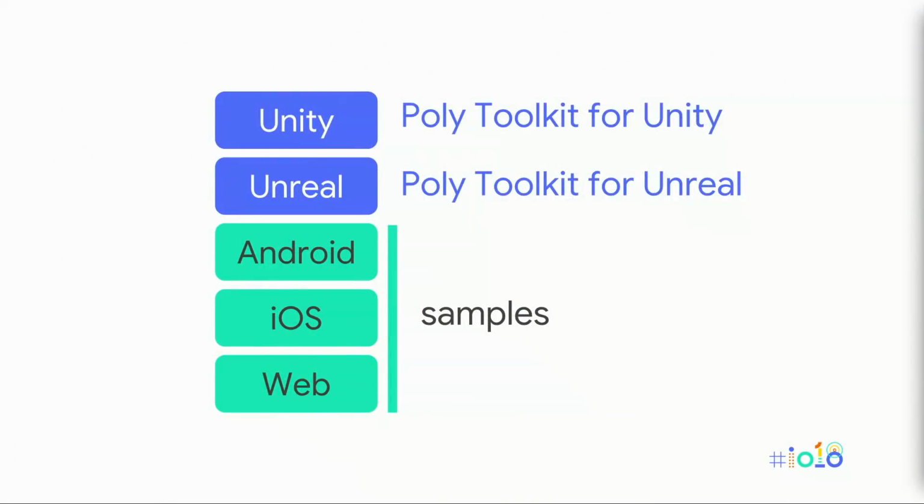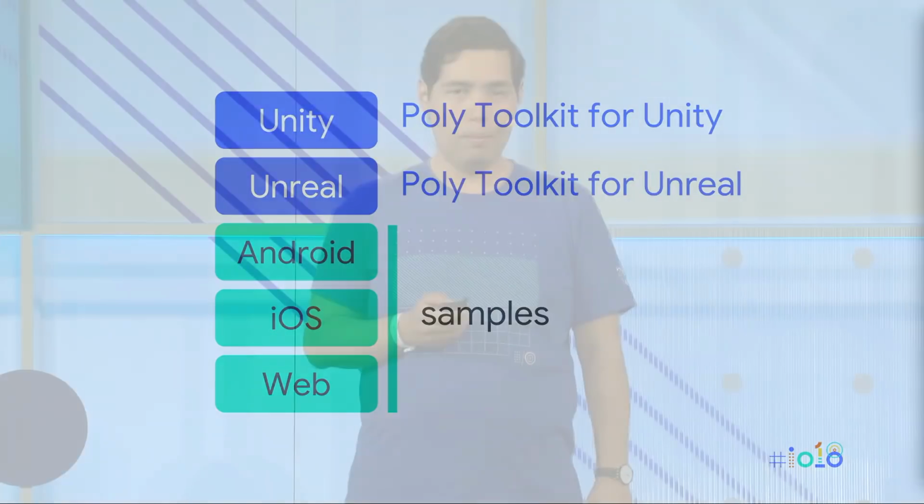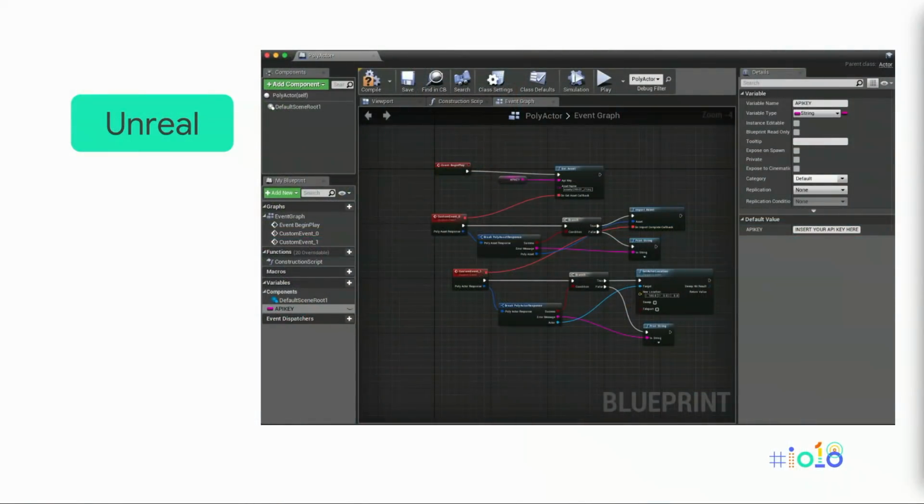All right, so we talked about Poly Toolkit for Unity. There's also Poly Toolkit for Unreal. And if you're developing a native app on Android, iOS, or web, we do also have samples on our site showing how to integrate with the Poly API on those platforms. If you're developing, for example, for Unreal, this is an example of Poly Toolkit for Unreal. It's the same principle as the one for Unity. It's a fully integrated environment where you can download and then use Poly assets in your scene.